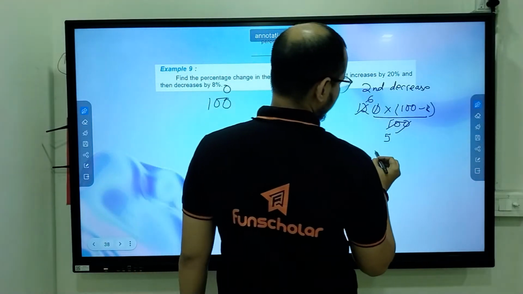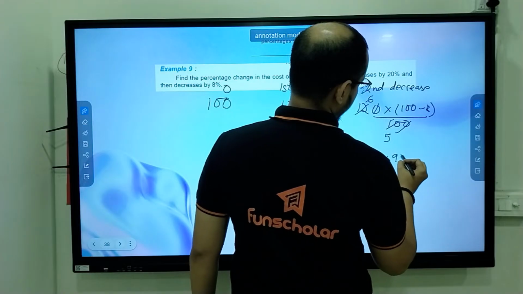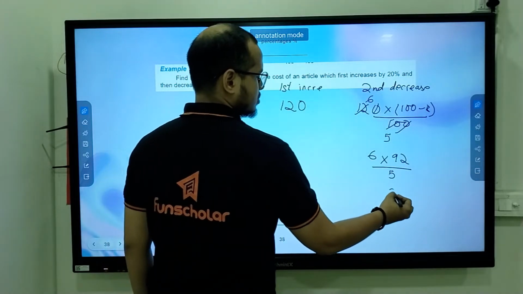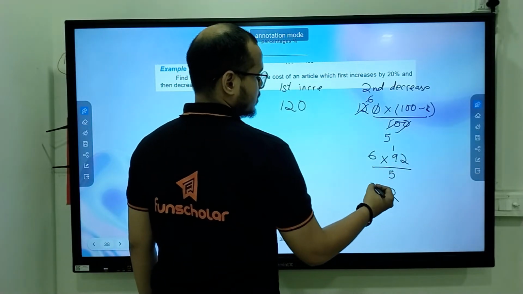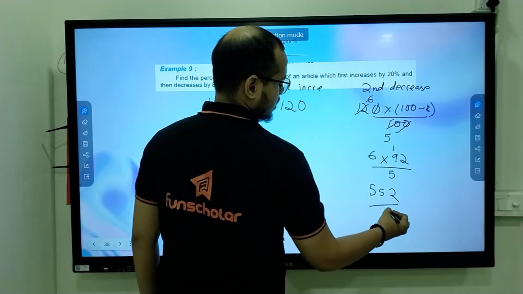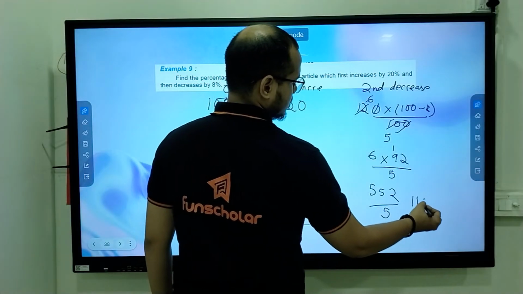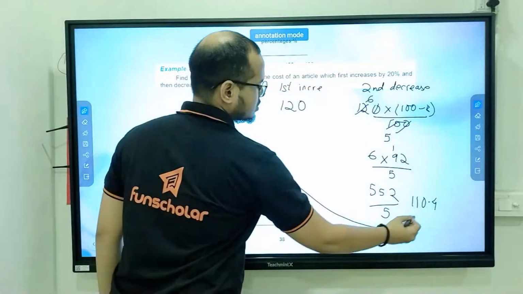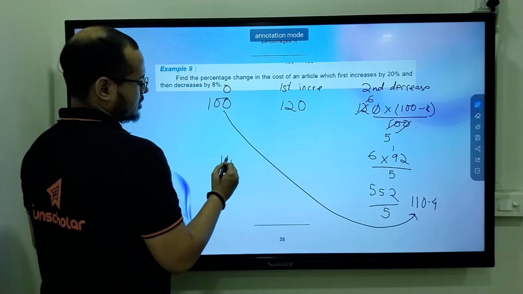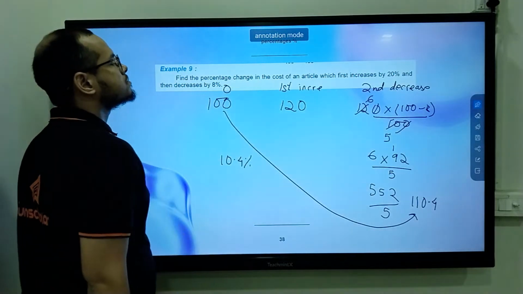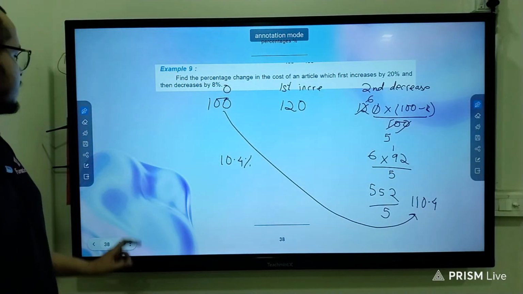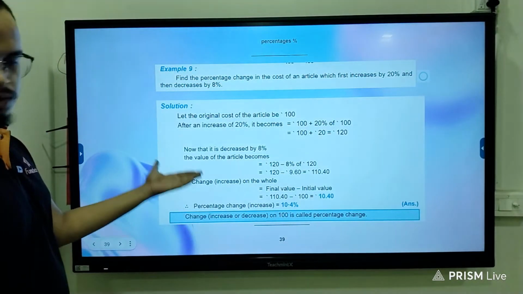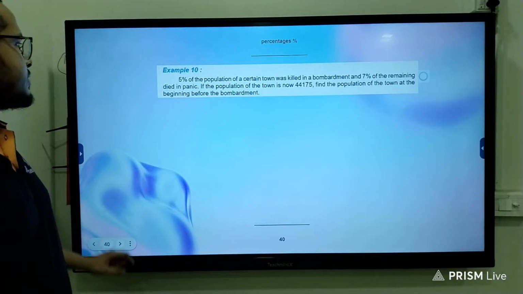0 gone, this is 6, this is 5. So 6 into 92 by 5, so 6 2s are 12, 6 into 55 gives 110.4. So it increased from 100 to this, so how much is the increase? 10.4%. That's it. Okay, done. Let's go next.